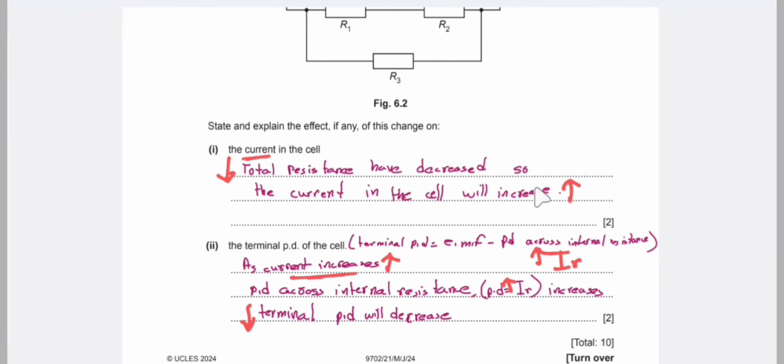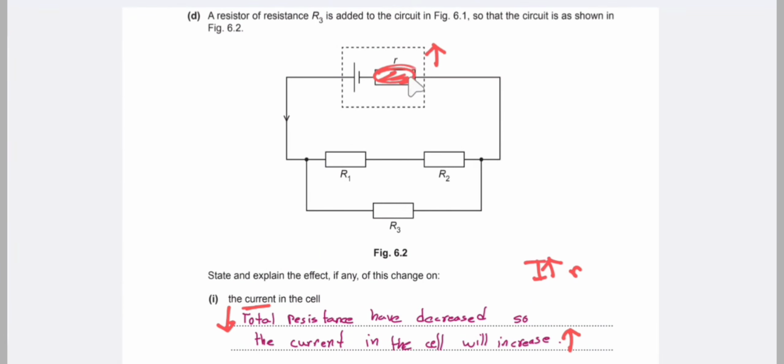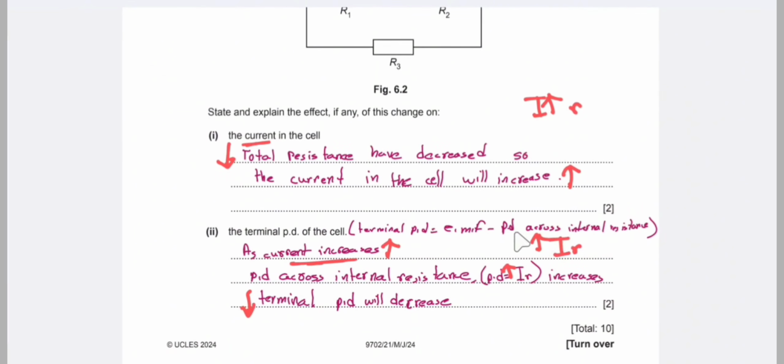As the current increases, Ir increases. Since the resistance of the internal resistor is the same, the potential difference across the internal resistance increases. So EMF minus potential difference, the terminal potential difference, must decrease. As current increases, the potential difference across the internal resistance increases, and so the terminal potential difference decreases.